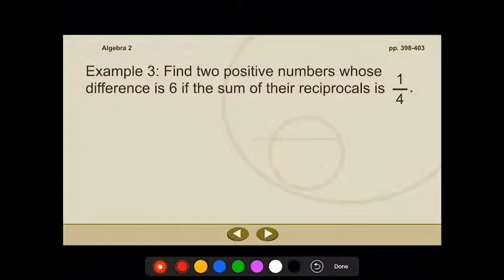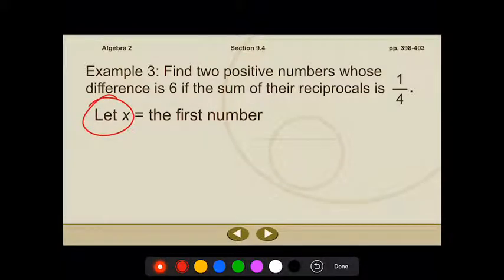So I'm still going to end up with two equations, but one variable. So notice this problem says find two positive numbers whose difference is 6. So that's the key. Their difference is 6, meaning we subtract the two numbers and we get 6. And then it says the sum of the reciprocals is 1/4. Okay, so the first step on this one is to make what's called let statements. They're called let statements because they have the word let. So let x be the first number, whatever that is. It could be any number.